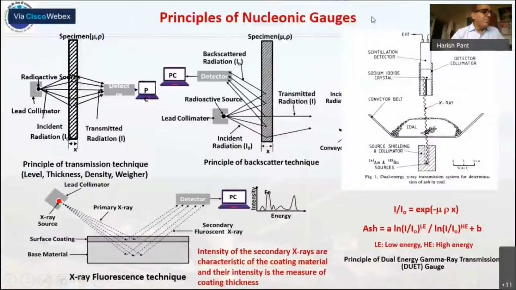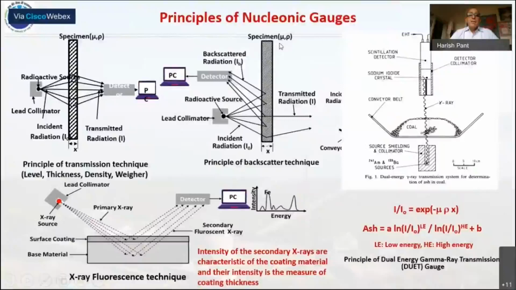Now you can see here the principles of the nucleonic gauges. Nucleonic gauges are based either on the transmission intensity or the transmission gauge. It means here you have the radioactive source, on the other side you have a detector, and you are measuring the intensity of the transmitted gamma rays. Here is the specimen in between, and the radiation which is passing through this material or object or specimen is measured. So gauges based on this are called transmission gauges.